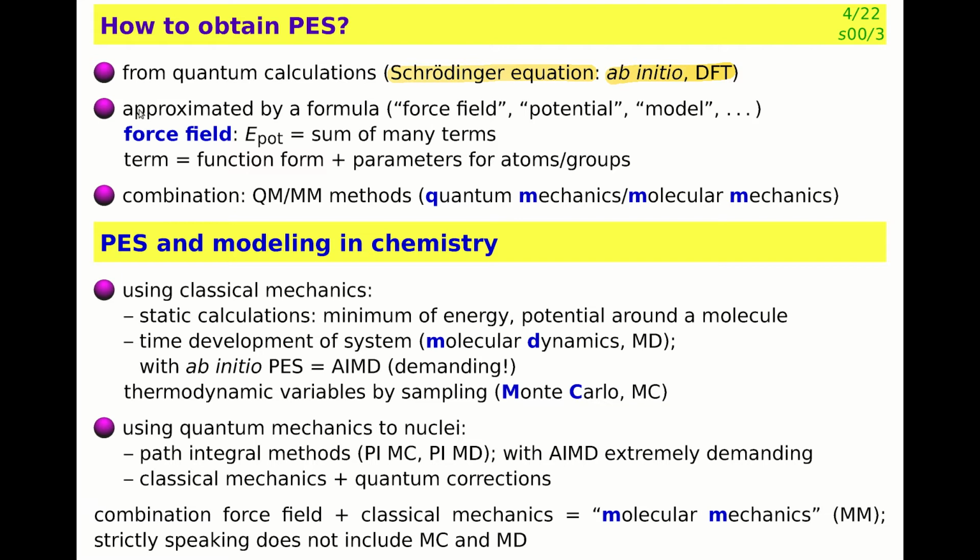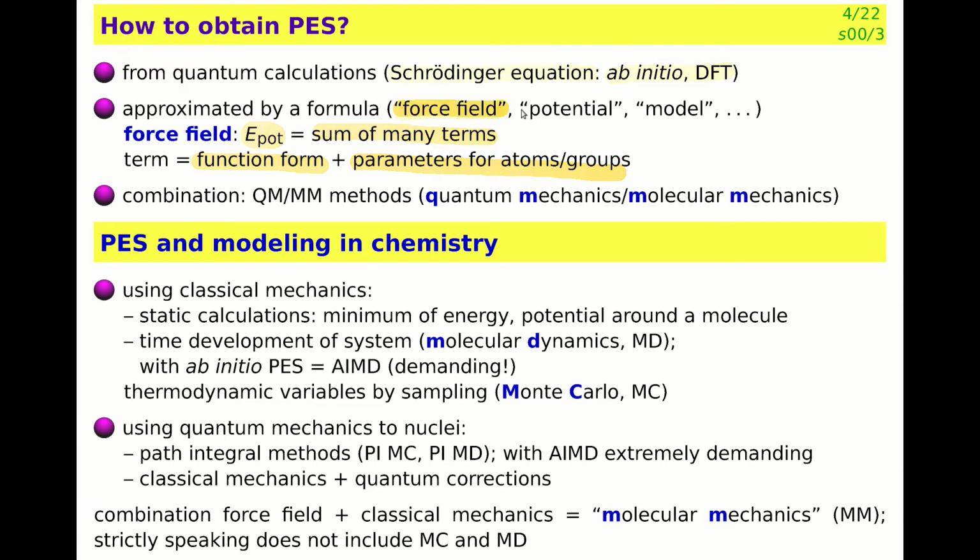And the second approach is to use a suitable formula. This is called a force field. Better said, a force field is an expression for the potential energy as a sum of many terms. I will speak about these terms in detail. Each term has a certain functional form and a set of parameters for different groups, atoms, and so on.